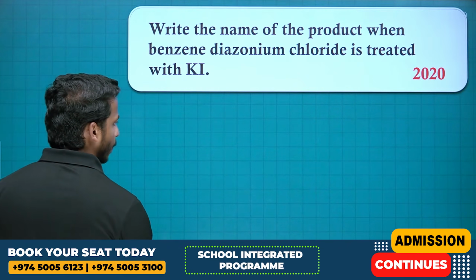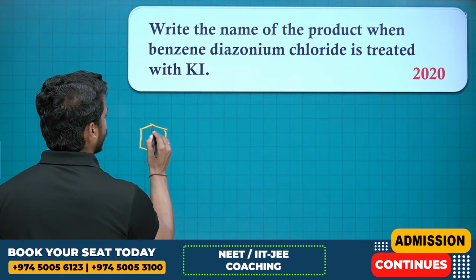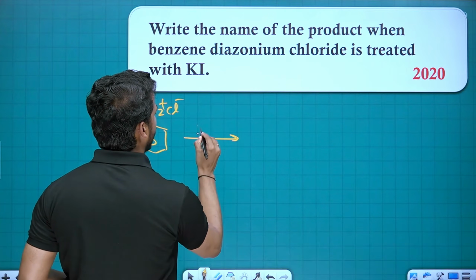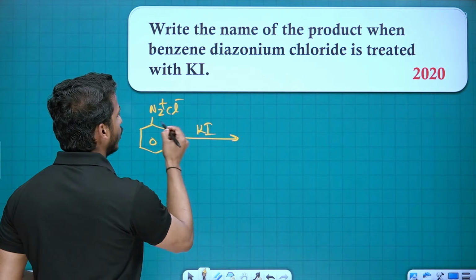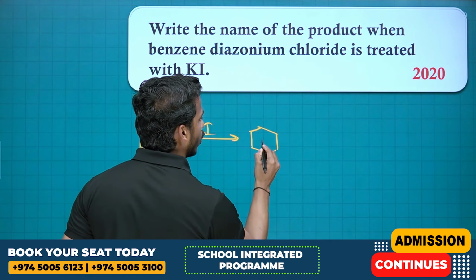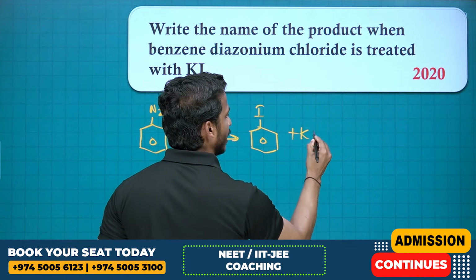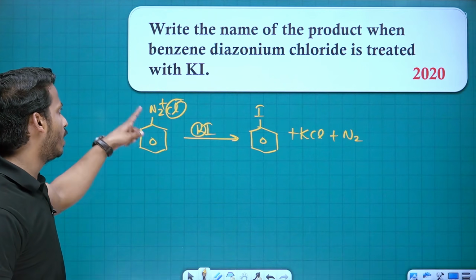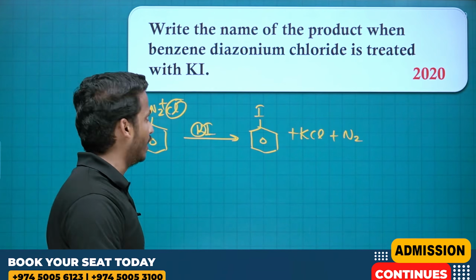Write the name of the product when benzene diazonium chloride, N2Cl, reacts with KI. What we studied: potassium iodide. This iodine goes to the benzene ring. We get iodobenzene. What is the byproduct? This K combines with the Cl. We get KCl and nitrogen gas comes out. Benzene diazonium chloride, when treated with potassium iodide, gives iodobenzene.